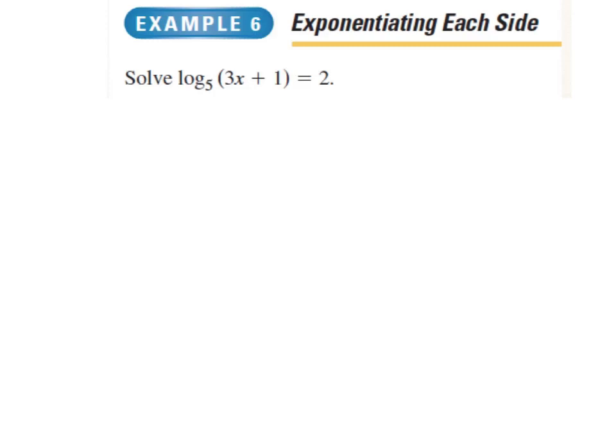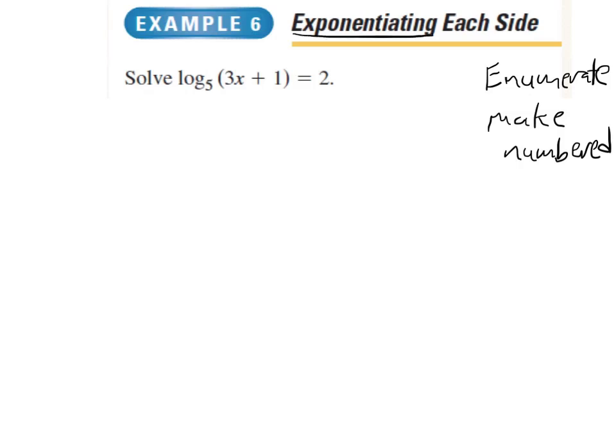Okay. Here we're going to talk about exponentiating each side of the equation. We talked about this in class where I said, imagine enumerating something. If you enumerate something, you make something numbered. Well, if you exponentiate something, you make something an exponent. So we're going to create a new equation where each side of the original equation is an exponent. Again, this is where we're manipulating the equation.